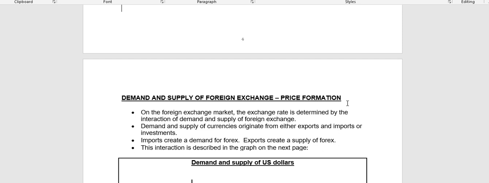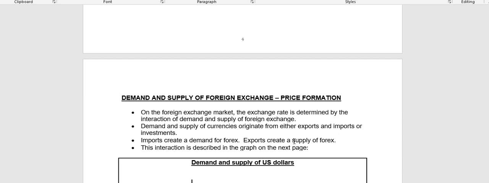Okay, one thing that you have to understand very clearly is that in every transaction where currencies are sold, there is a supply of one currency to create a demand for another. So immediately if there's a demand for rand, it is automatically going to create a supply of dollars because they will have to sell dollars in order to buy rand. One currency is being exchanged for another.